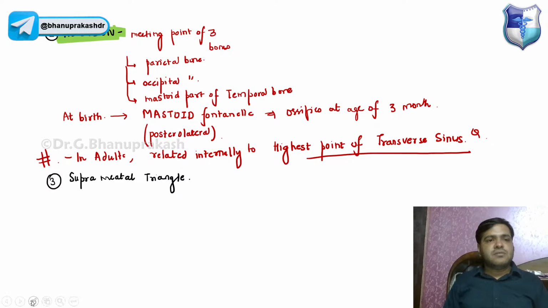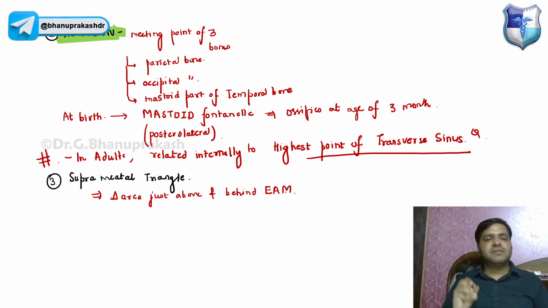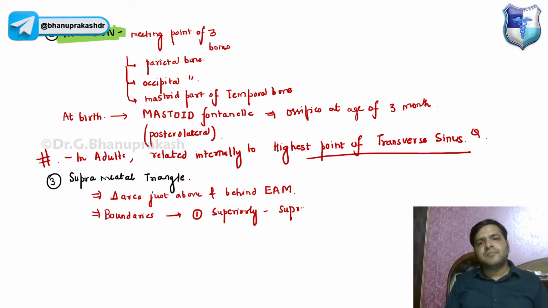Suprameatal triangle. So remember, guys, it is a triangular area just above and behind the external auditory meatus. Please write down completely. Now, guys, boundaries you already know. So superiorly, supramastoid crest.